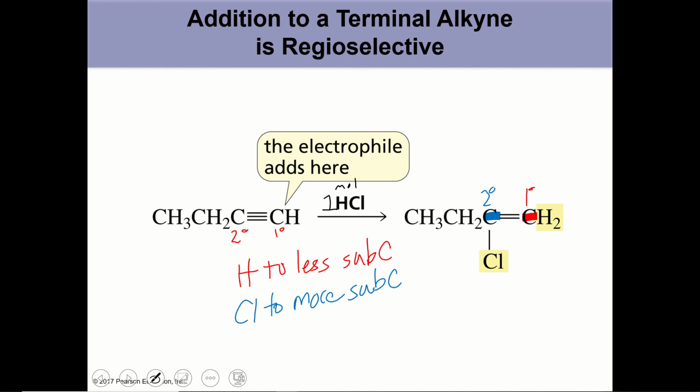Okay? Please notice that the substitution of the carbons did not change by the addition of hydrogen or chlorine. Substitution of a carbon indicates number of bonds to carbon, and we didn't bond any new carbons. So we still have a primary carbon and a secondary carbon.